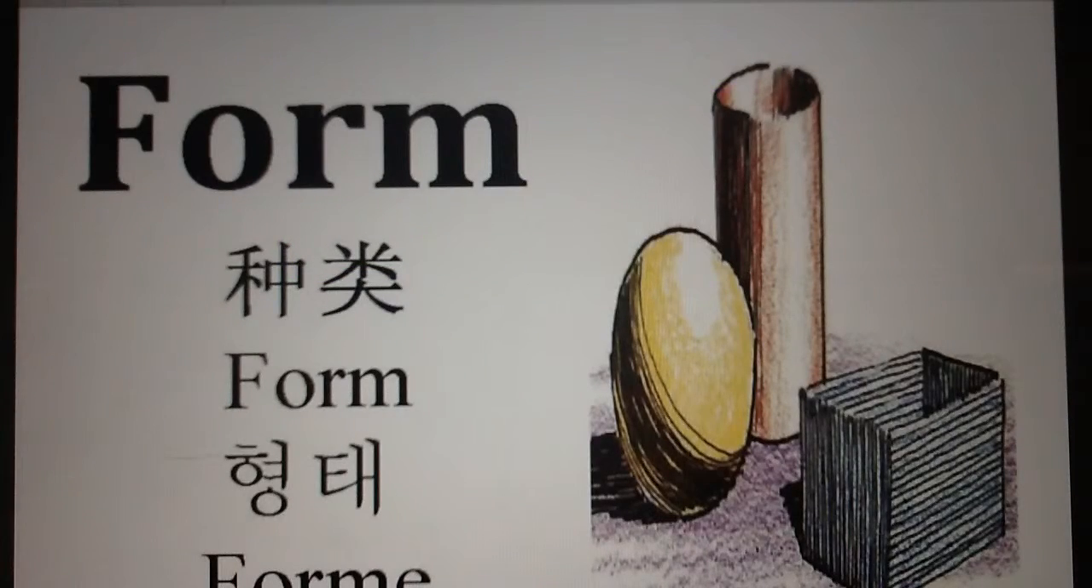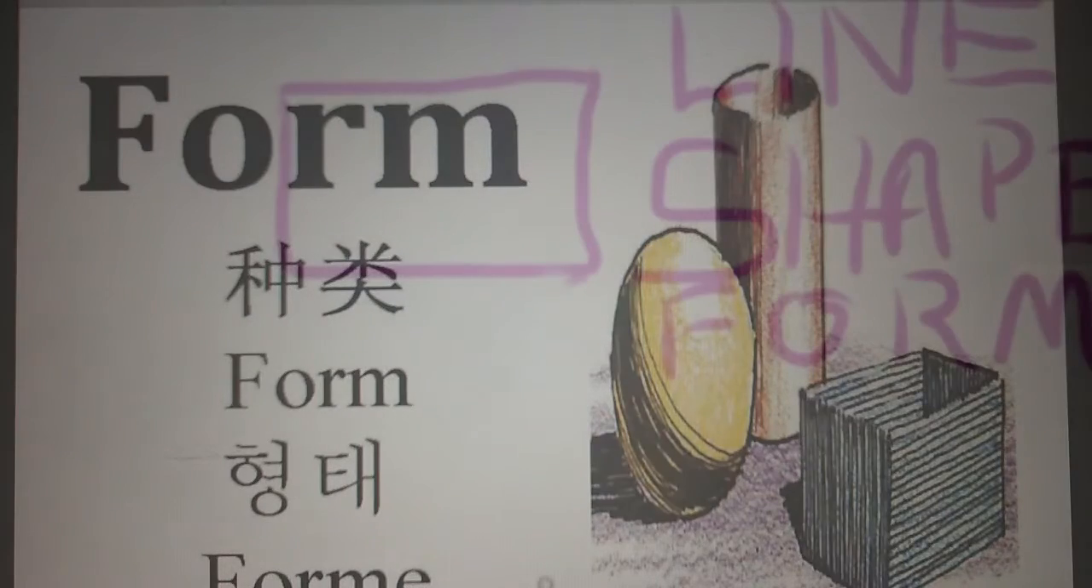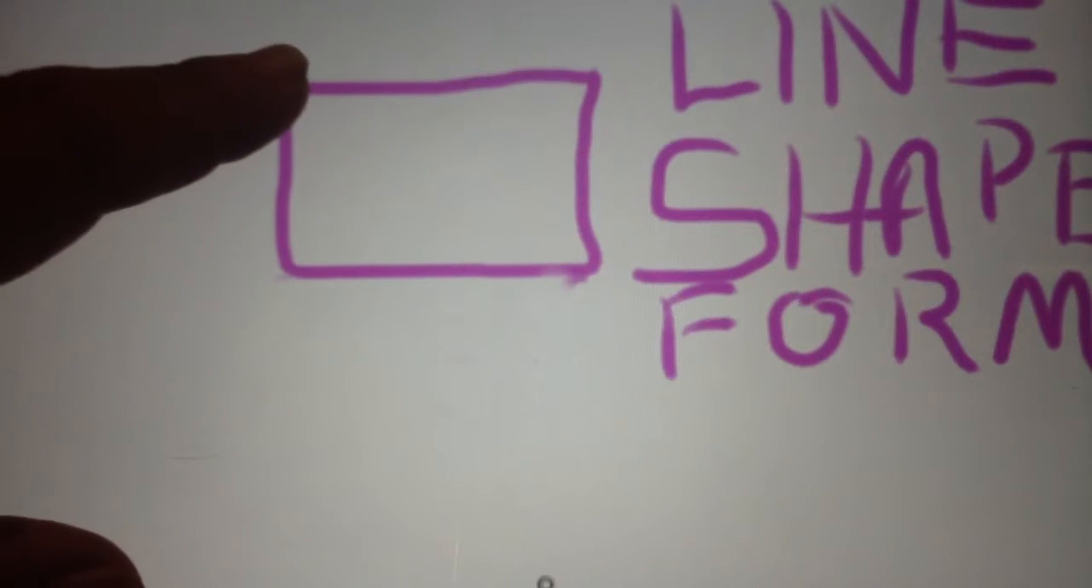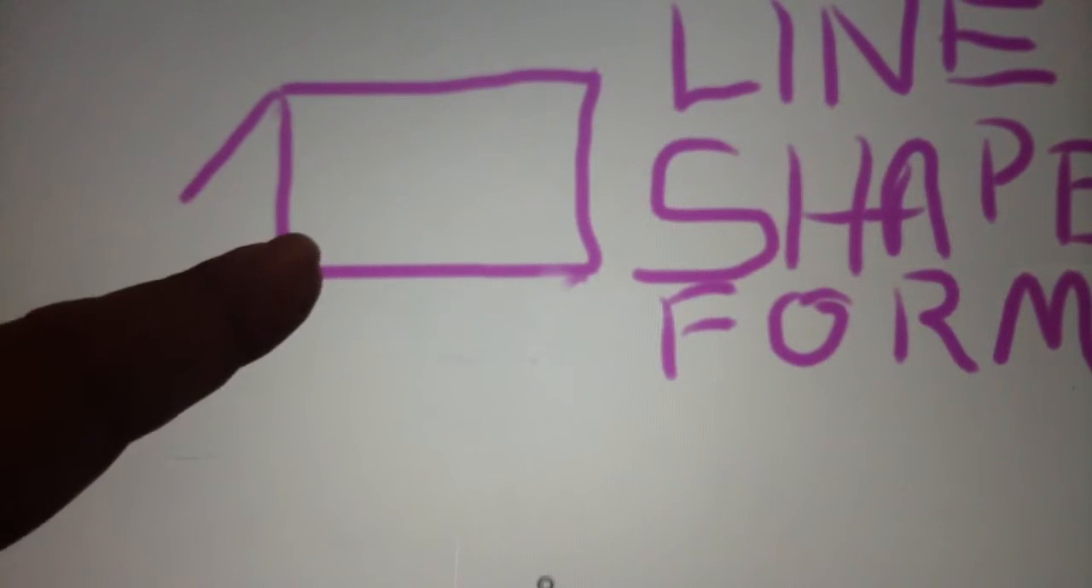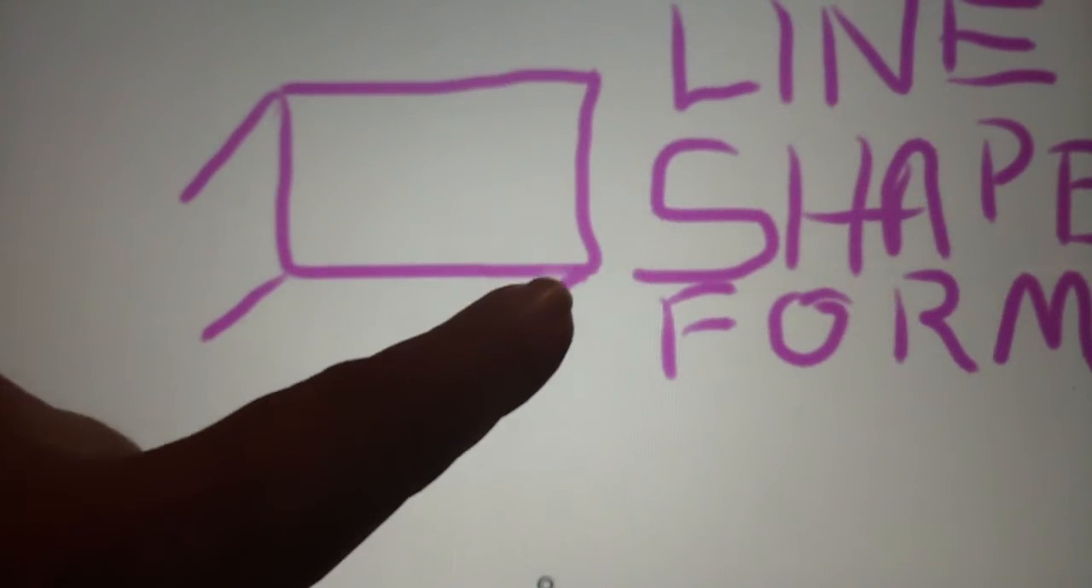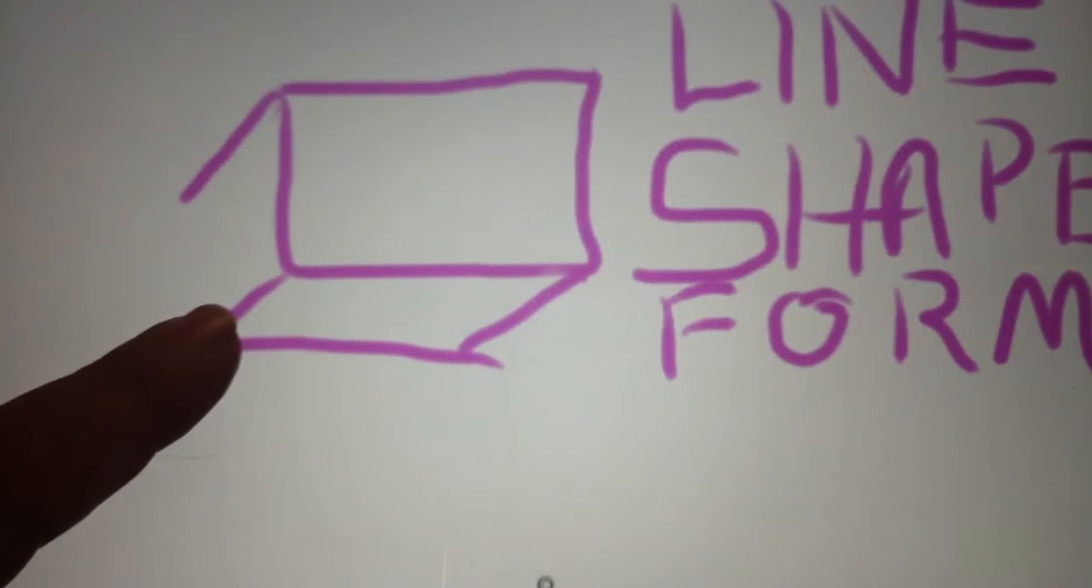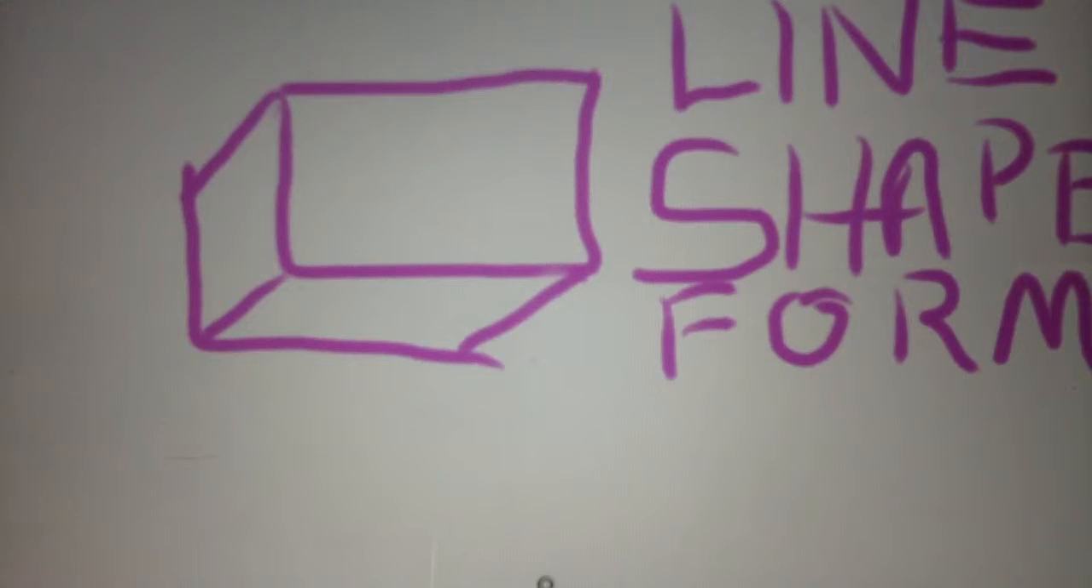The third element is form. In any language, it's always the same principle. It's the illusion of three dimensions. So back to our drawing. Now we need to make form. The illusion of three dimensions.